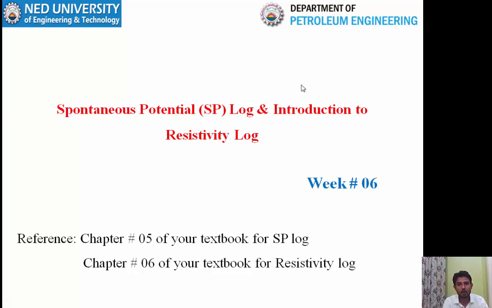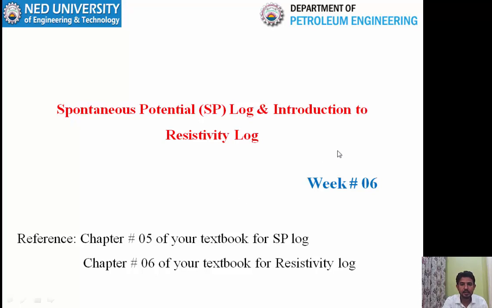And the contents of this week's presentation are the spontaneous potential log and the introduction to resistivity log. Spontaneous potential log is also called the self potential log, and the presentation has been made from chapter number 5 and chapter number 6 of your textbook.